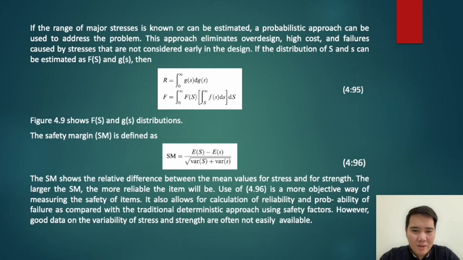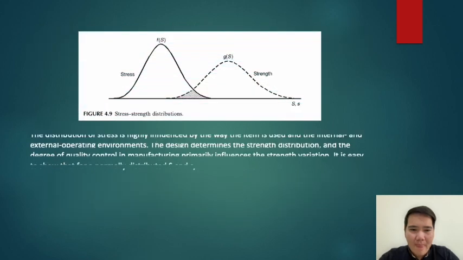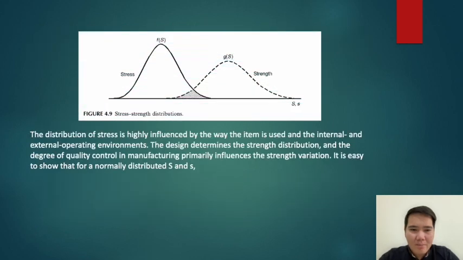Use of 4.96 is a more objective way of measuring the safety of items. It also allows for calculation of reliability and probability of failure as compared with the traditional deterministic approach using safety factors. However, good data on the variability of stress and strength are often not easily available. The distribution of stress is highly influenced by the way the item is used and the internal and external operating environments. The design determines the strength distribution, and the degree of quality control in manufacturing primarily influences the strength variations.